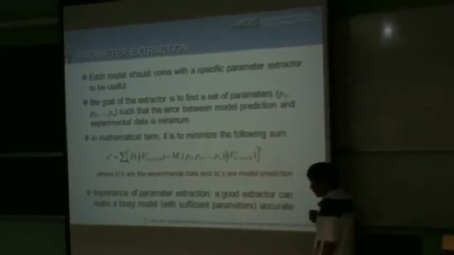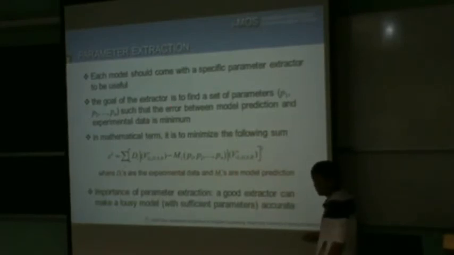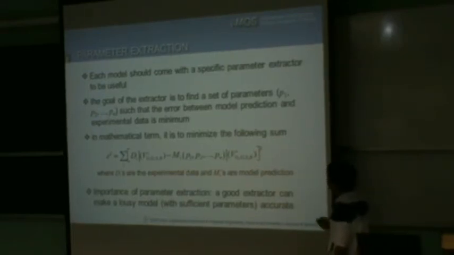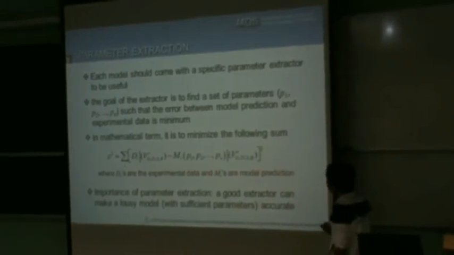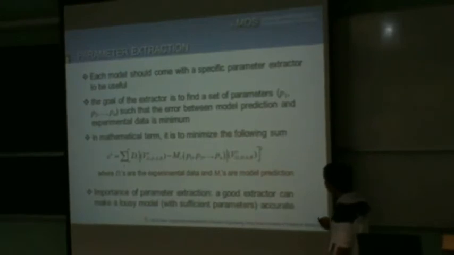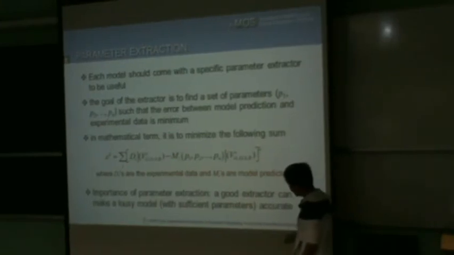Now, in addition to a model, each model should come with a specific parameter extractor to be useful. So what is a parameter extractor? It is software which, given a set of parameters, say P1 up to Pn, say you have n parameters, picks these parameters such that the error between the model predictions and the experimental data is minimum. So mathematically, it is what should be written there.